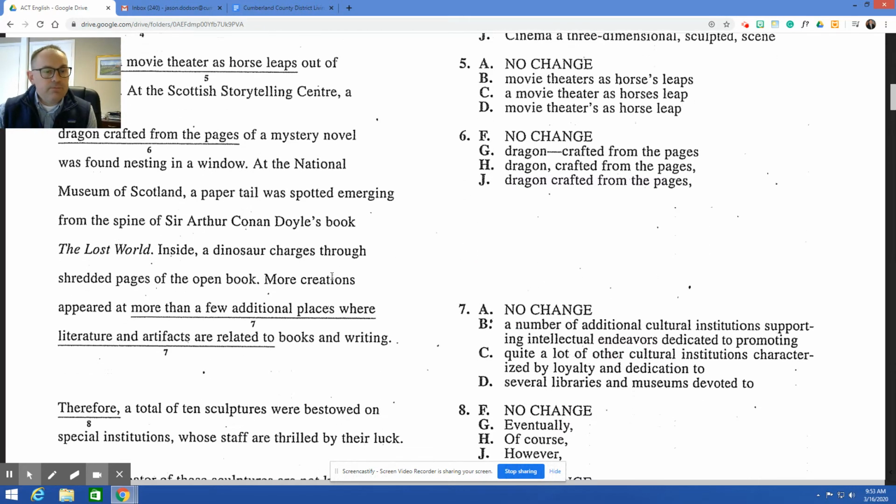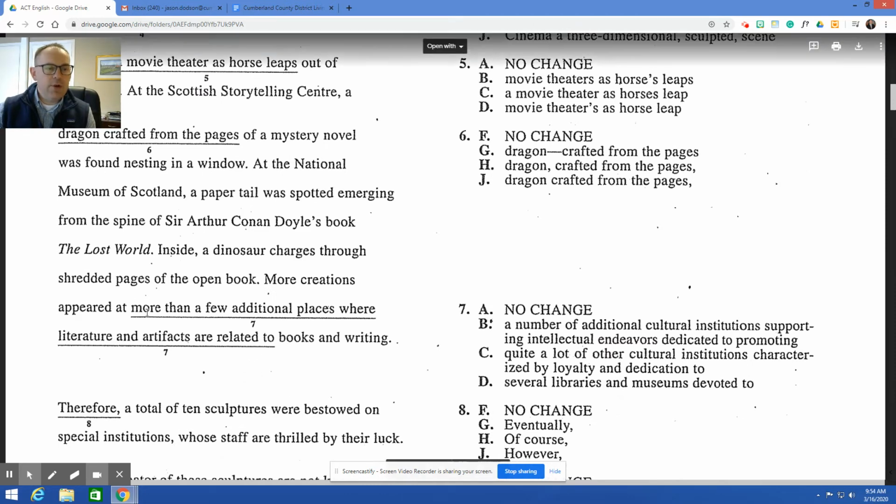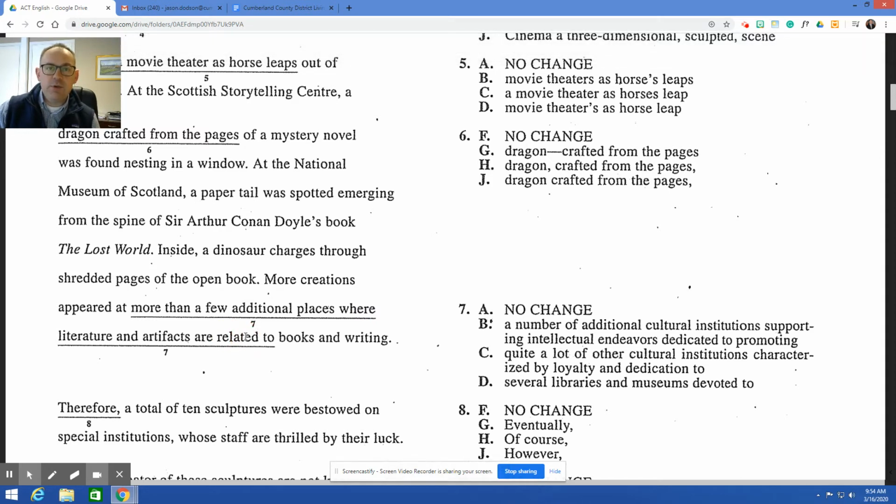Number 7, more creations appeared at more than a few additional places where literature and artifacts are related to books and writing. This type of question represents a question about wordiness, sometimes called verbosity, just using way too many words.